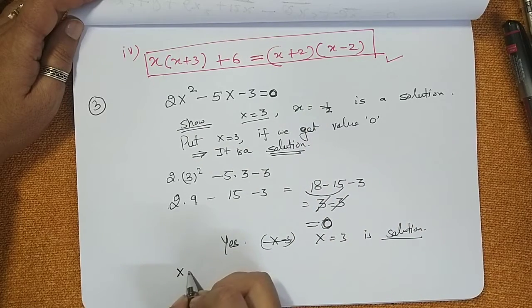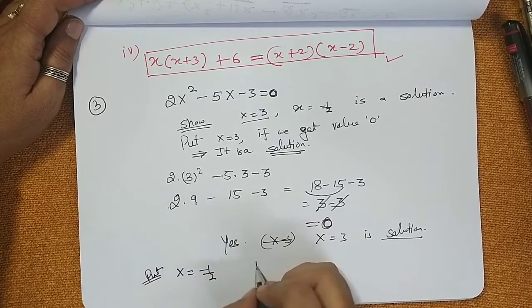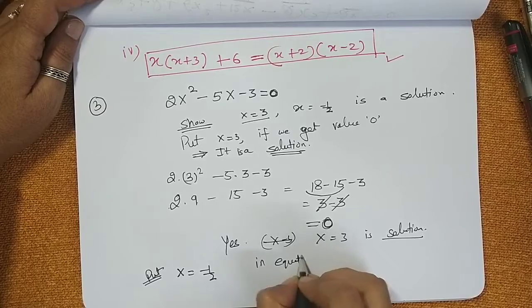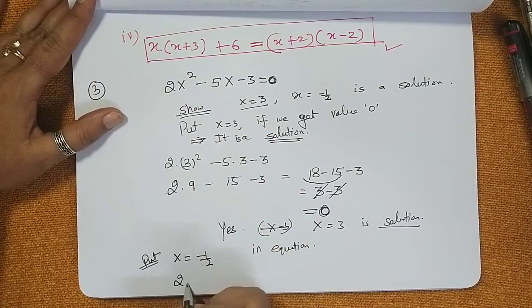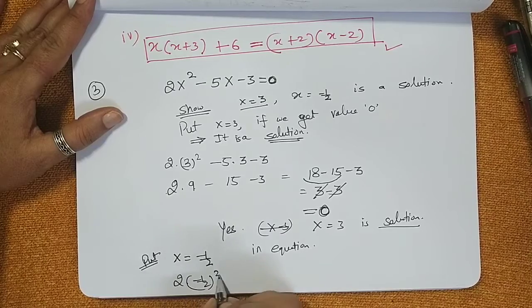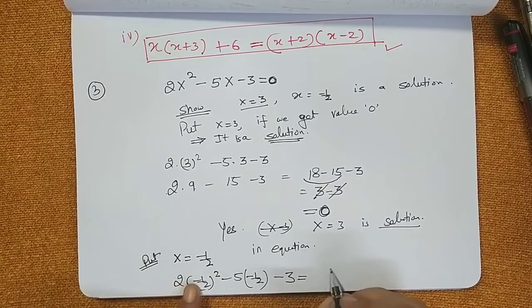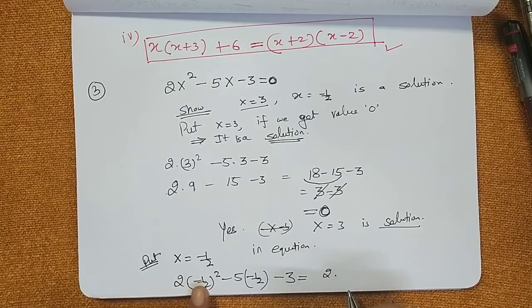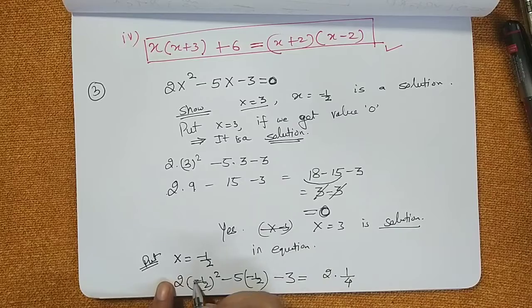Put x is equal to minus half in the equation. Okay. So I will put minus half here. So 2 into minus half square minus 5 into minus half minus 3. So what I am getting here is 2 into minus half square is 1 by 4, and minus will become plus. Why? Because the power is square.